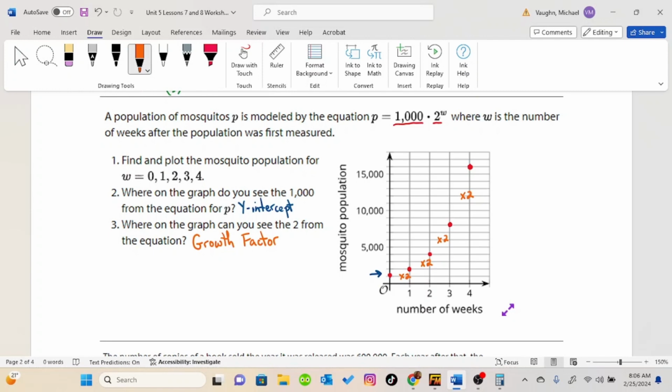And exponential equations will always look like this. The number that is by itself will always be your y-intercept. The number that has the exponent will always be your growth factor. It's what you are multiplying by each time.